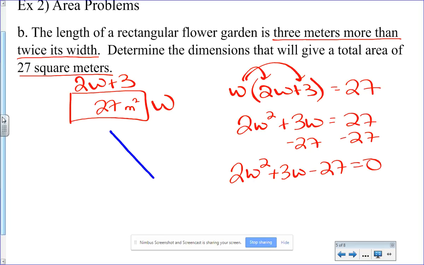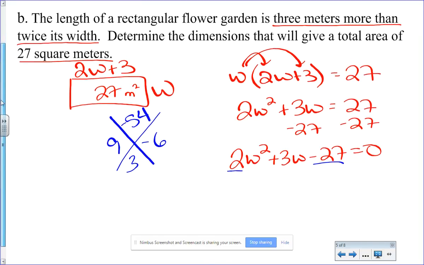This time when we factor, because there's a leading coefficient here, we need to remember to multiply the negative 27 times 2 instead of just putting the 27 up there. So we get negative 54 on the top again. We have a positive 3 this time on the bottom. So we're going to use the same factors. We had 9 and 6, but the 9 is going to be positive this time, and the 6 will be negative.